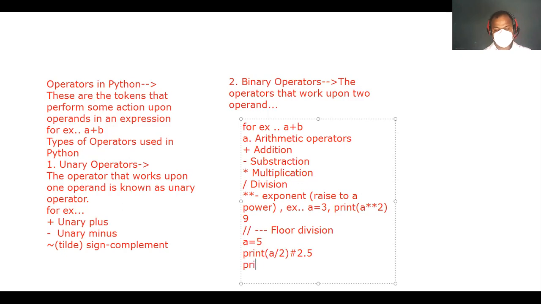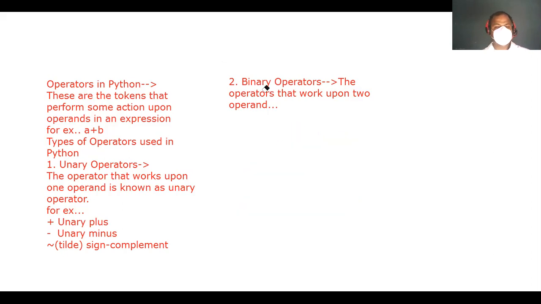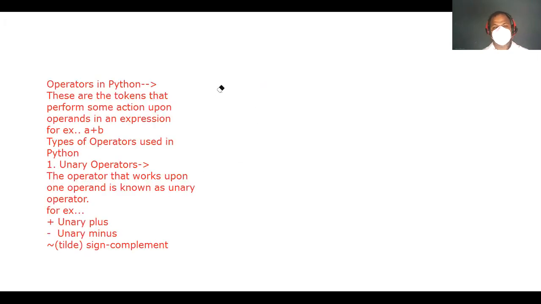But what if you have written a floor division by 2? Then what will you get? You will get only 2, the integer value. So we have done this one. Let me clear this window. This one is also over, I think. So let me bring it back.